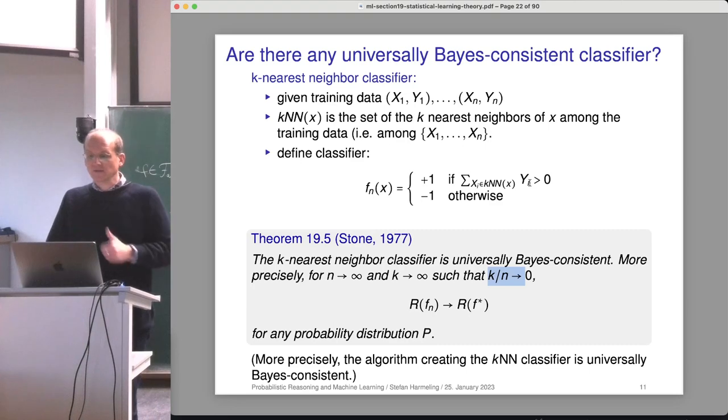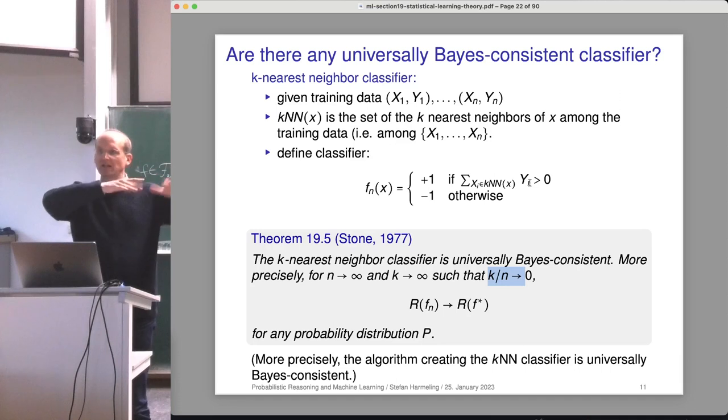Okay, so there are universally Bayes consistent classifiers. I won't show you the proof here. That's too difficult for me. But I think intuitively it makes sense. If you have some very complicated classification function, by seeing more and more and more data, you're more densely filling up the whole space.